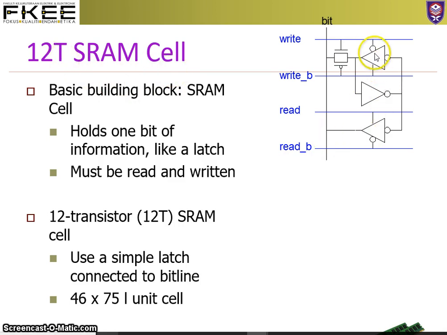In this example we have an inverter back to back. This is the transmission line. So we have a write, write B, read, and read B. Okay, it can hold the data.